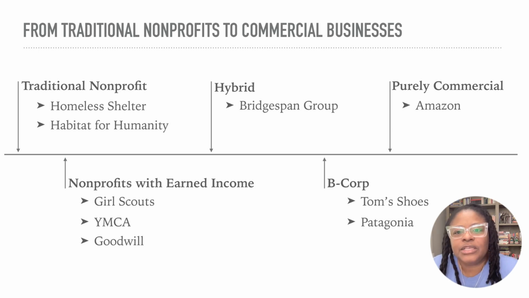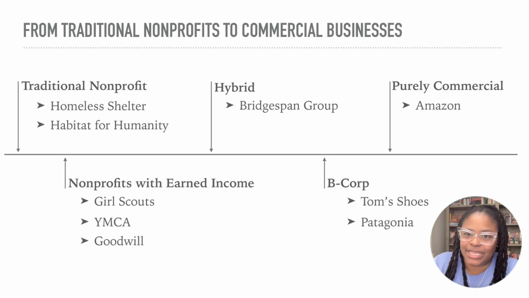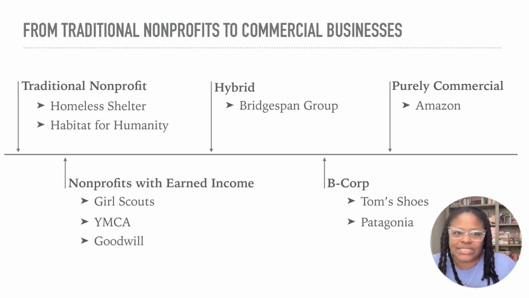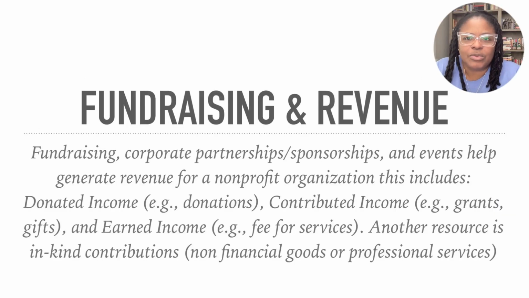There's a B Corp. So Tom's Shoes, Patagonia. These are examples of for-profit entities that have a social drive to them. So they are benefit corporations. And then of course you have your purely commercial like Amazon, where we're making profit on what we do. You can buy shares, all of that stuff. So there's so many different types of social enterprises that run this gamut of what's possible for you as you're thinking about your venture.